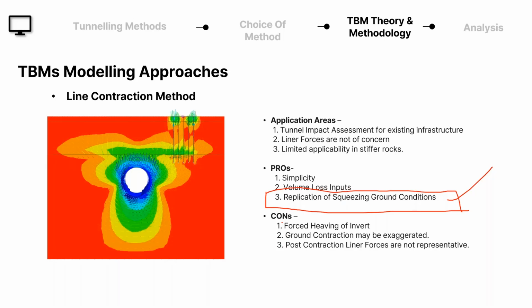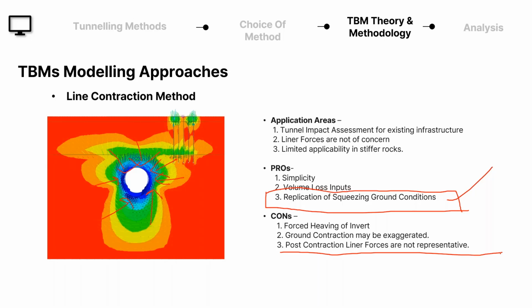Now cons. The first con is the forced heaving of the invert. That means since you are allowing a line contraction along the liner, you can expect a forced heaving, which we will see when we take a look at the results. The second con is the ground contraction may be highly exaggerated. And the third thing is the post-contraction liner forces are not representative. That essentially means that your forces may be way too high than what you can expect in the actual scenario.